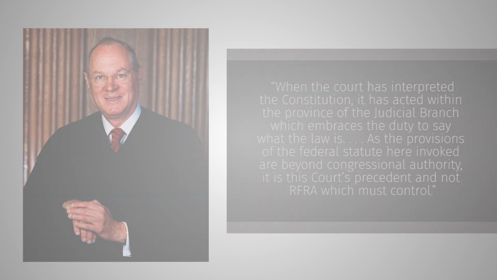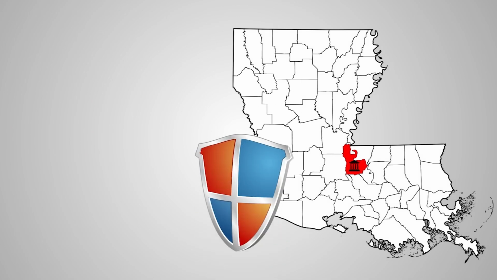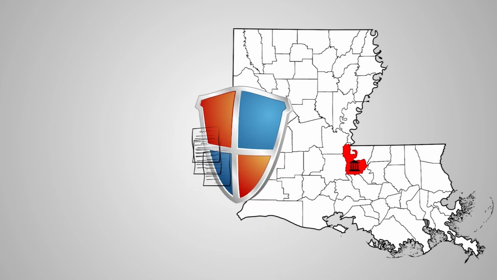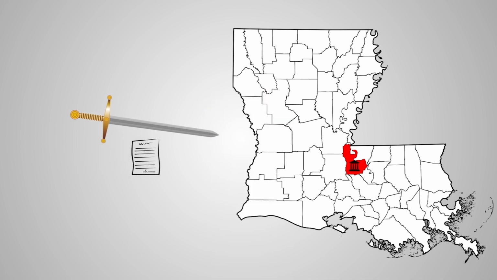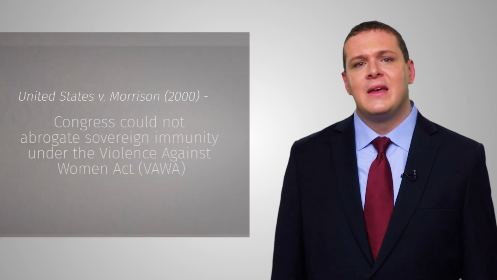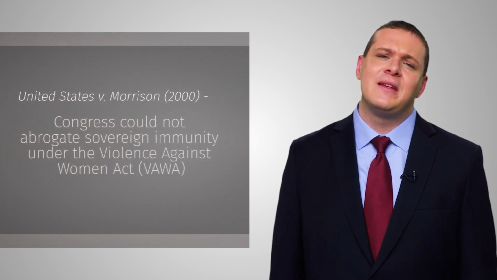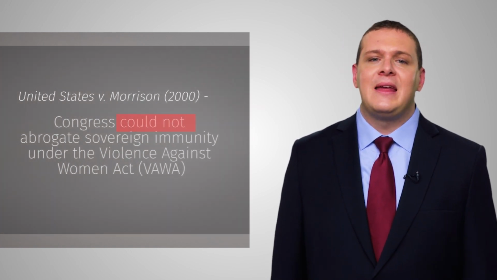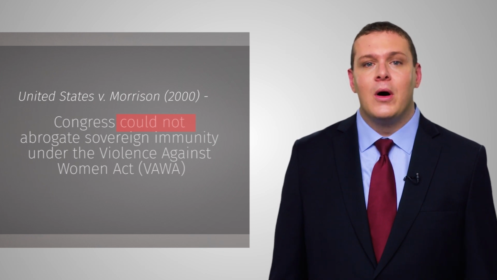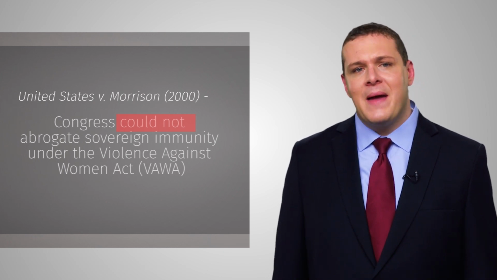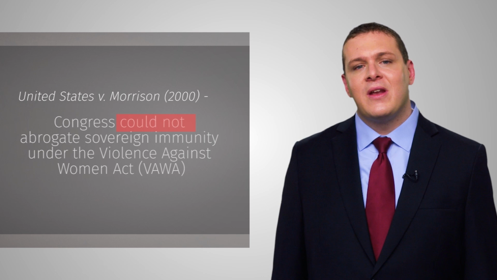RFRA, which must control. Over the next decade, the Supreme Court would consider 3 other federal laws in which Congress purported to use its Section 5 powers to override or abrogate state sovereign immunity. First, in United States v. Morrison, 2000, the court held that a state could not be sued for violating the Violence Against Women Act, VAWA. Congress lacked the power under the 14th Amendment to create a federal civil cause of action for gender-motivated violence.